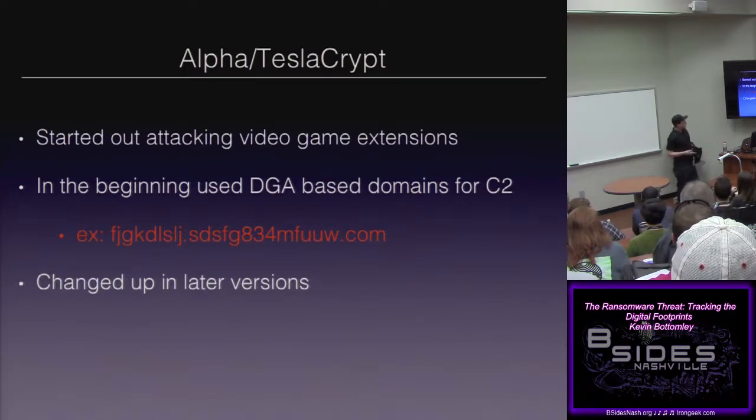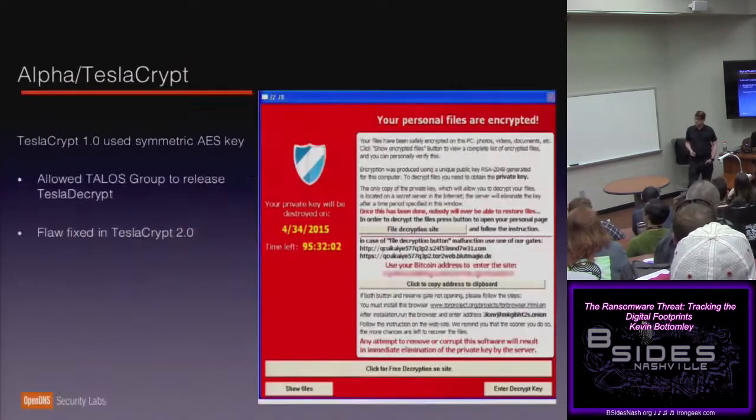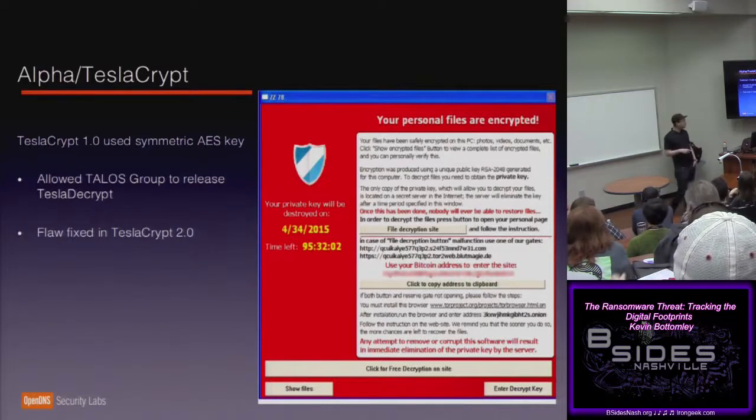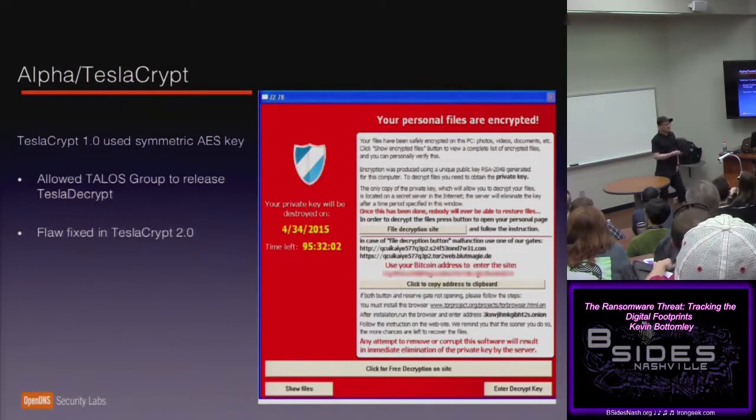They changed this in later versions and started to use more of a compromised website approach. This helped blend in a little better with your network traffic. And essentially, this is your standard TeslaCrypt lock screen. The first version of TeslaCrypt used a symmetric AES key that allowed Talos to put out Tesla Decrypt. Unfortunately, once you put something like that out, the malware authors just fix their flaws.